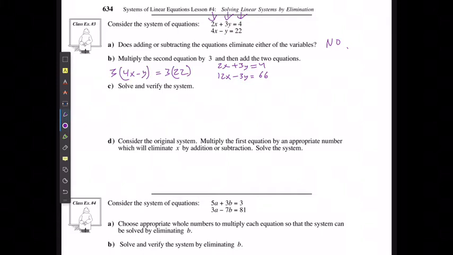Now I can add the two equations together. 2x and 12x is going to give me 14x, and 3y and negative 3y will cancel out, and 4 and 66 are going to give me 70, which means that x is going to equal 5.